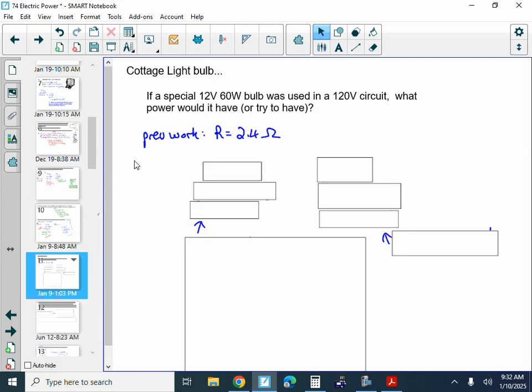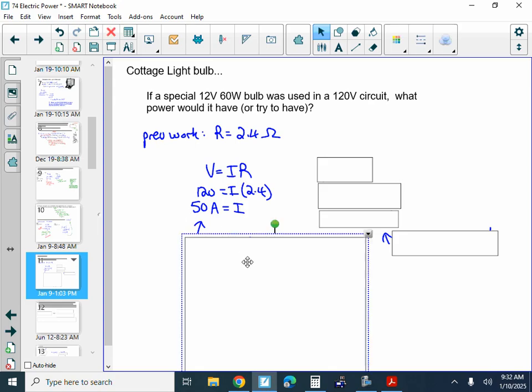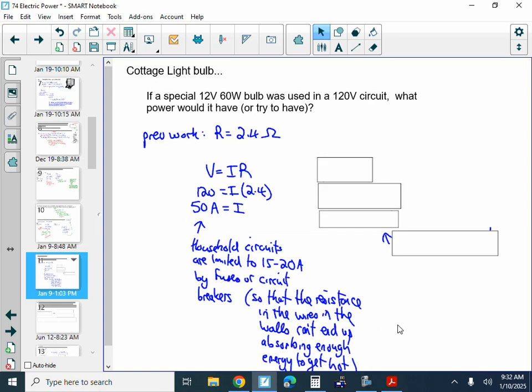So if you use the cottage bulb at home by accident, what would happen? Well, that less resistance is going to allow a ton of current to go through. You're going to blow a circuit or blow the bulb, whichever happens first. But it would try to let 50 amps go through.